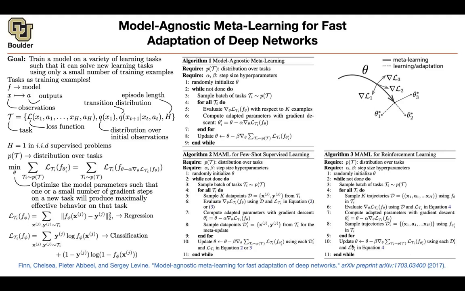Just want to verify something. So the inner loop, when we sample data points, we only sample from one task at a time. So we'll have that corresponding loss, right? We're not sampling from multiple tasks.